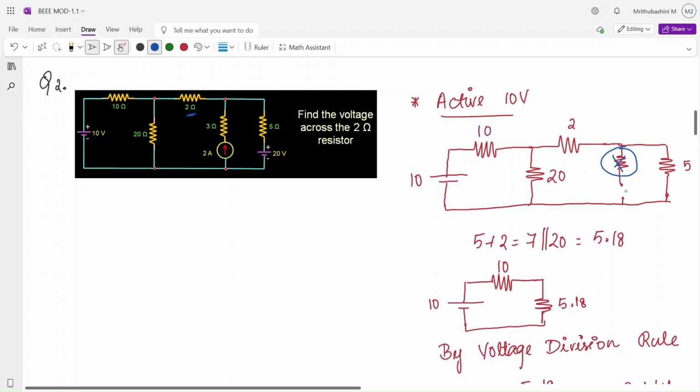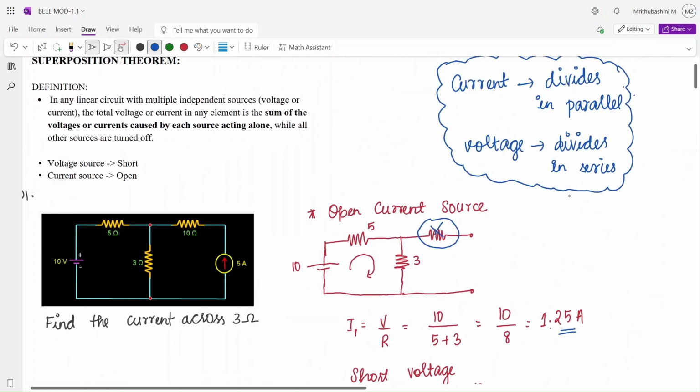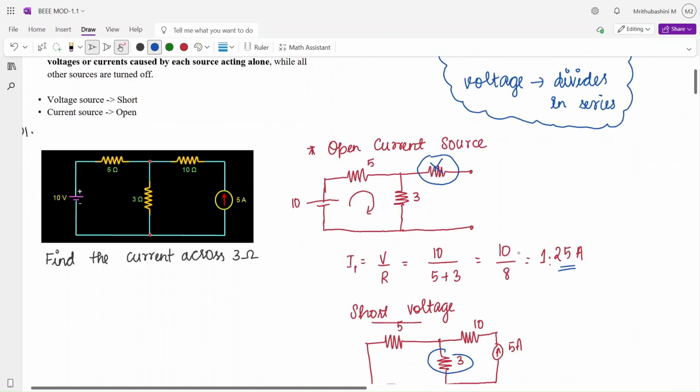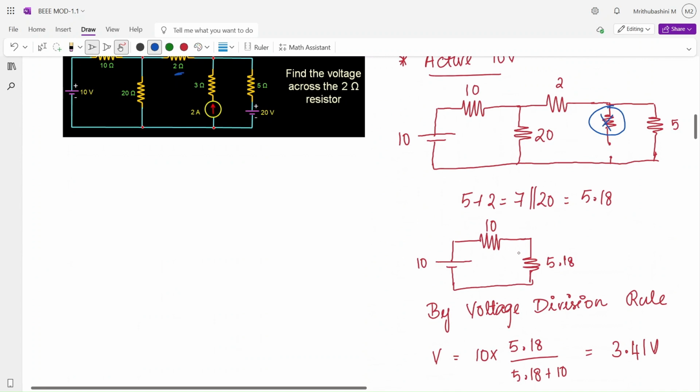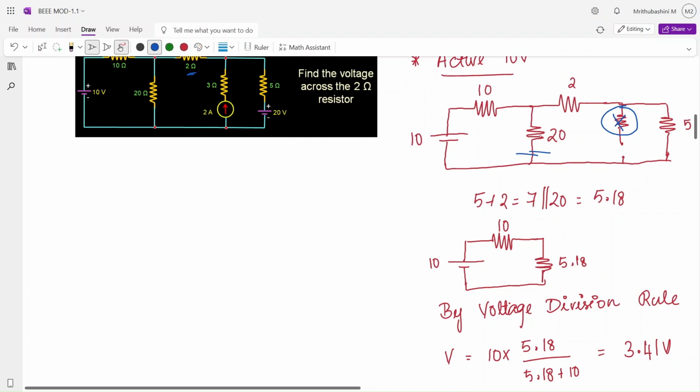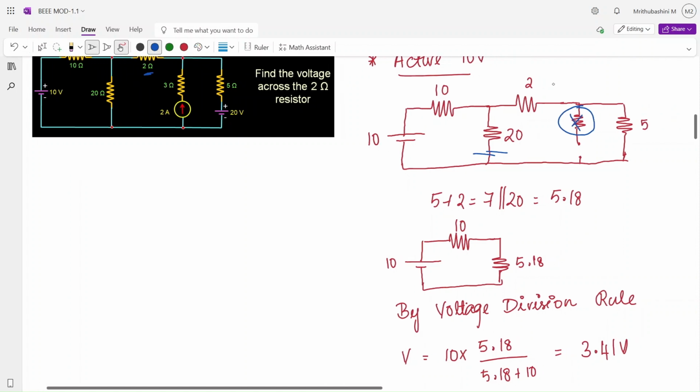As you're opening the 2 ampere current source, you will not consider this 3 ohm resistor, because it's an open circuit, obviously. Now you have to find the voltage across this 2 ohm resistor, right? You can see voltage divides in series, current divides in parallel. So here you have to find the voltage, and voltage divides in series only. Whatever voltage you are passing in this 20 will be the same voltage passing through 2 and 5. I hope this is clear, right? Because voltage divides in series only, and this 20 and this 2 and 5 are in parallel with each other.